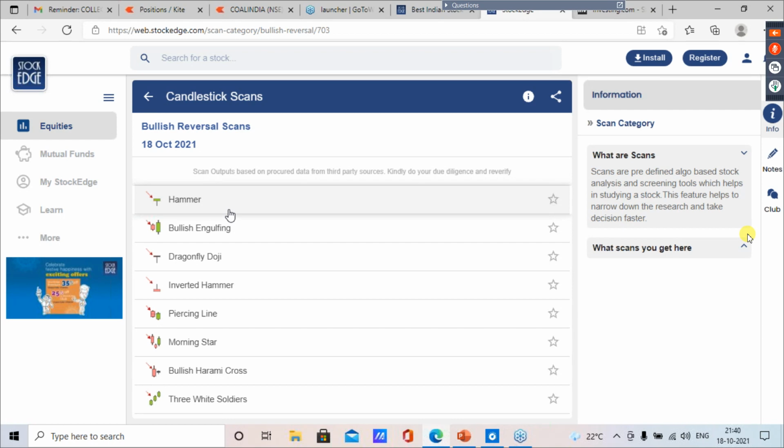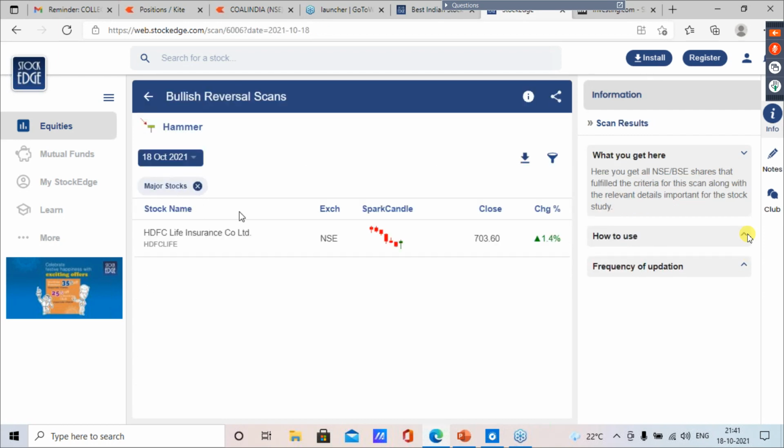So how to approach this screener? There are two ways. You can open a website or you can download the StockEdge app. Please download the StockEdge app on your mobile phone. It is very handy. I use it personally to shortlist stocks for tomorrow. In that there is an option called scan. Once you click on that scan, you'll get so many scans, but please refer to candlestick scan only. So if you click on hammer, it will tell you on 18th October, on daily time frame. We are using this on the daily time frame.